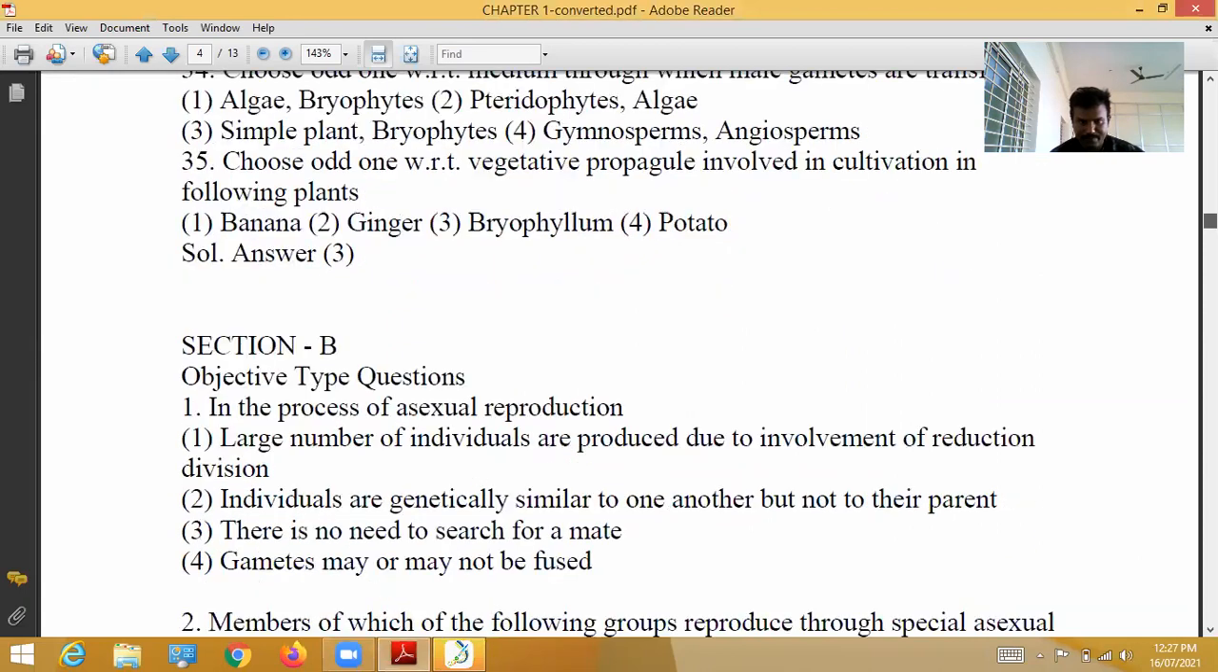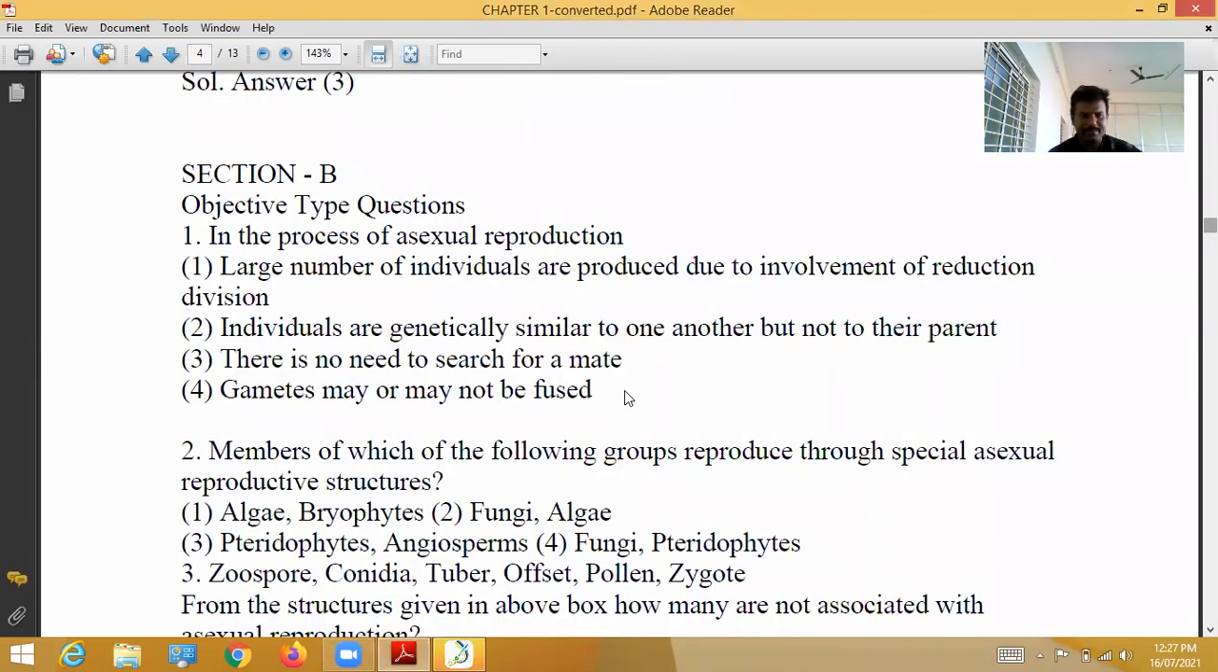Next, Section B. In Section B, you have to say the answer to the first question. These are little bit in-depth questions. Okay? See, Section B, objective type questions. In this one, get ready.